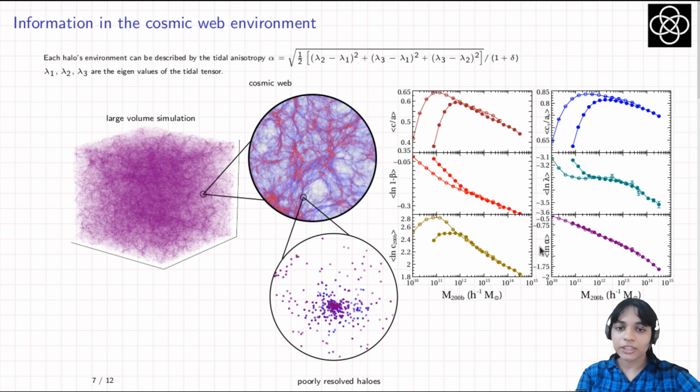However, in this region, if we look at the final subplot which shows the average value of the tidal anisotropy as a function of mass, we see that there is convergence between the high resolution and the low resolution simulation, even down to 30 particle mass cut. We will see how we can make use of the values of this resolved tidal anisotropy to recover the unresolved halo properties.